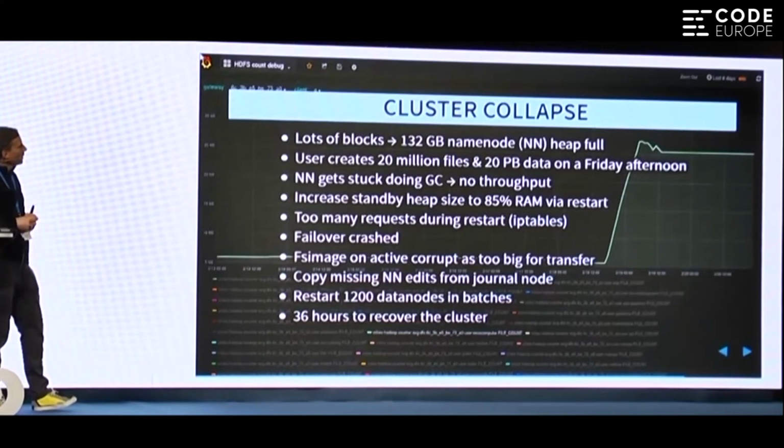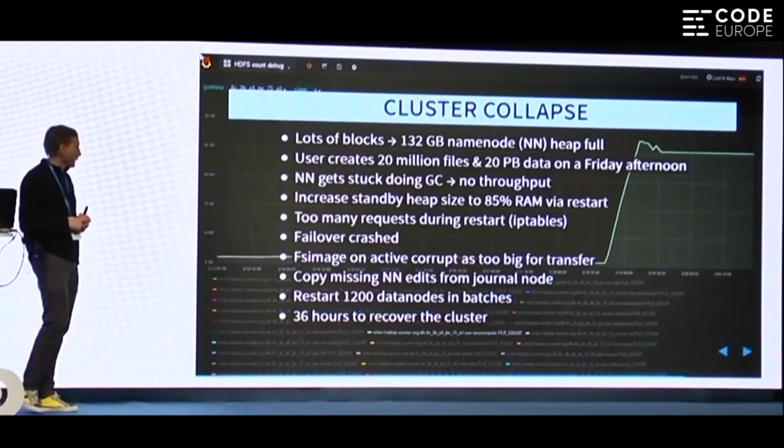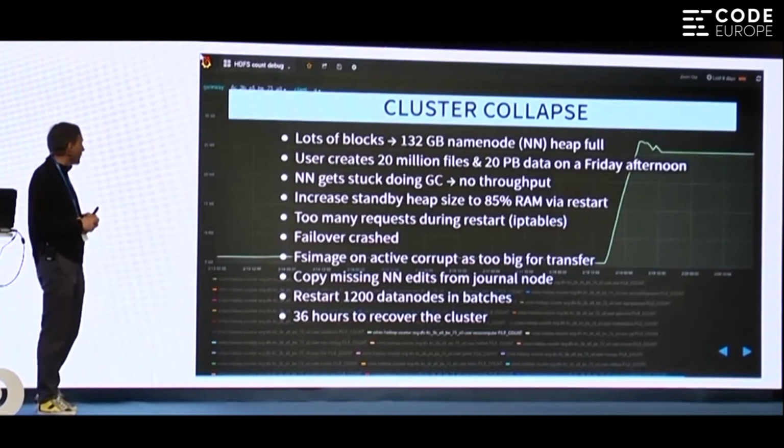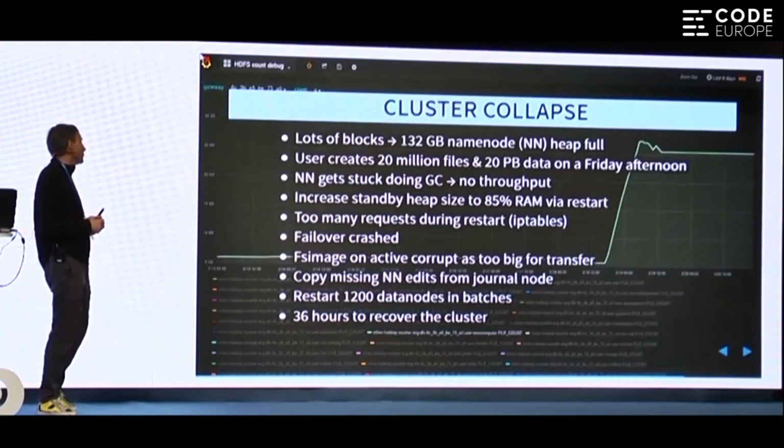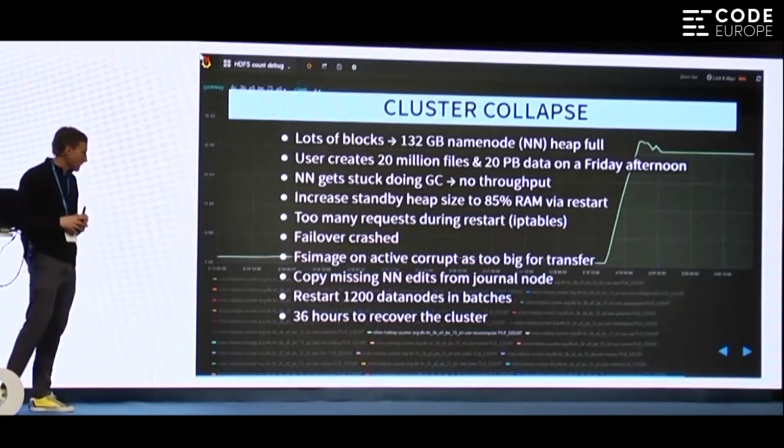The lessons to be learnt, I guess, are slightly better monitoring so that we get alerted after a user has created 5 million files, rather than when the cluster dies at 20 million files. And we learnt that we need a bit more monitoring so that we know when FS images are starting to get corrupt.